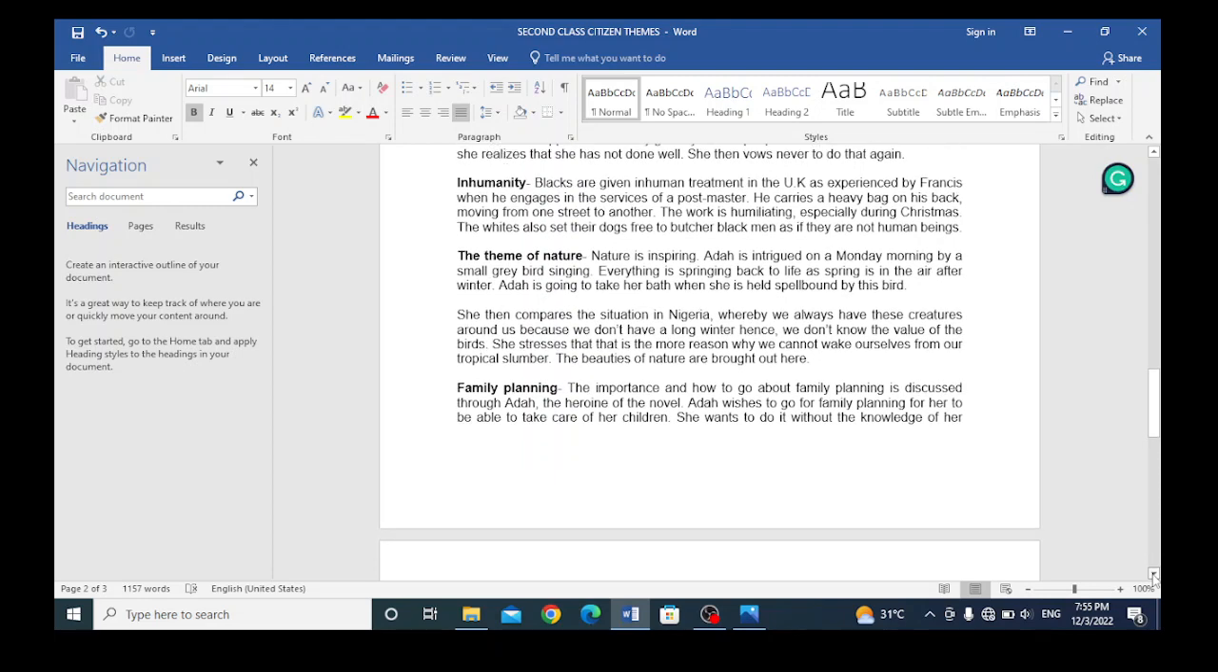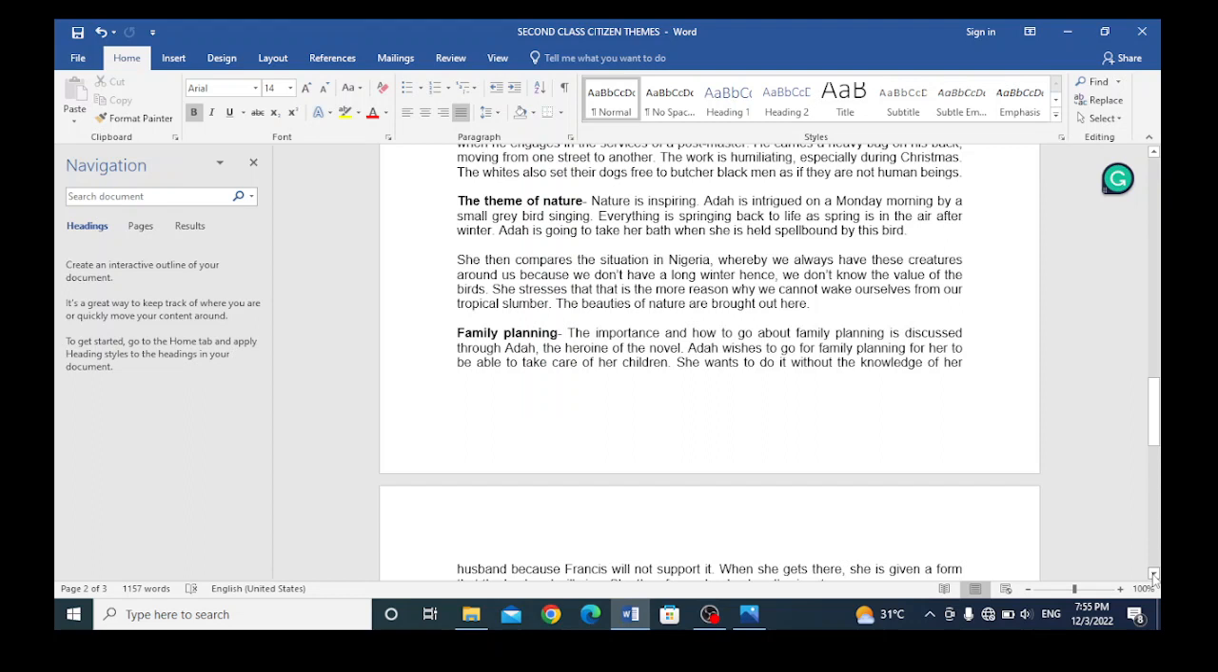We also have the theme of nature. Nature is inspiring. Ada is intrigued on a Monday morning by a small grey bird singing. Everything is springing back to life as spring is in the air after winter. Ada is going to take her bath when she is spellbound by this bird. She then compares the situation in Nigeria, whereby we always have these creatures around us because we don't have a long winter. Hence, we don't know the value of the birds. She stresses that it's the more reason why we cannot wake ourselves from our tropical slumber. The beauties of nature are brought out here.